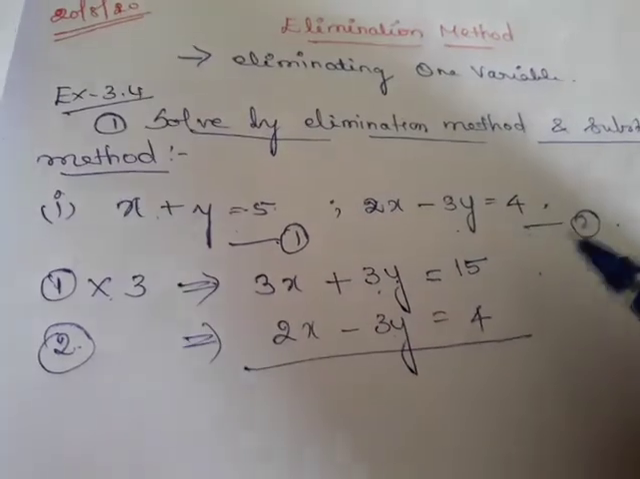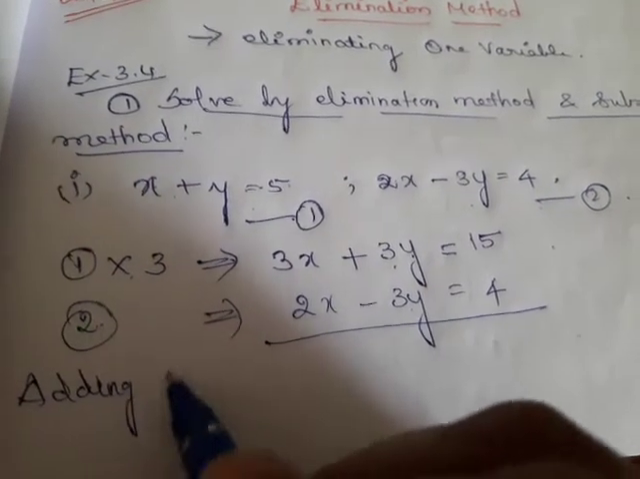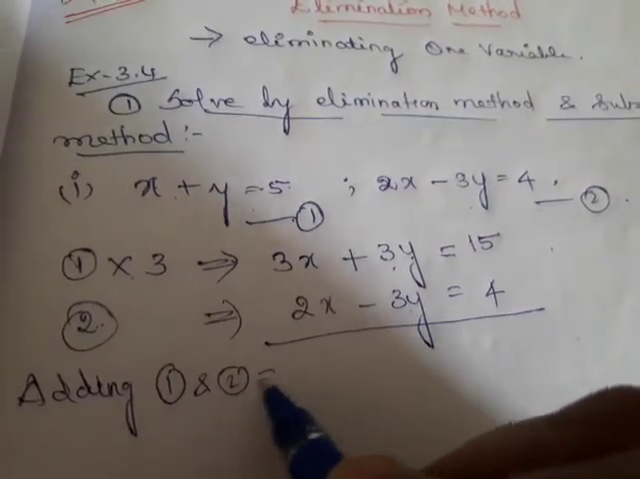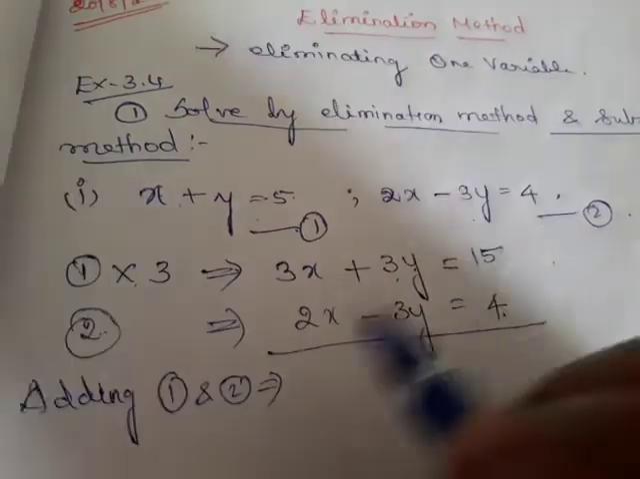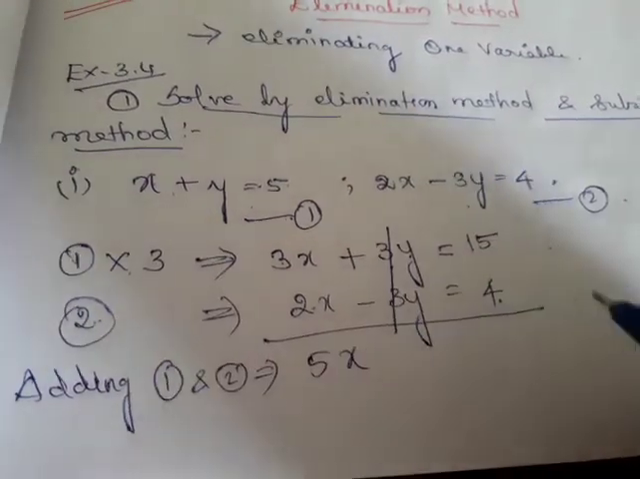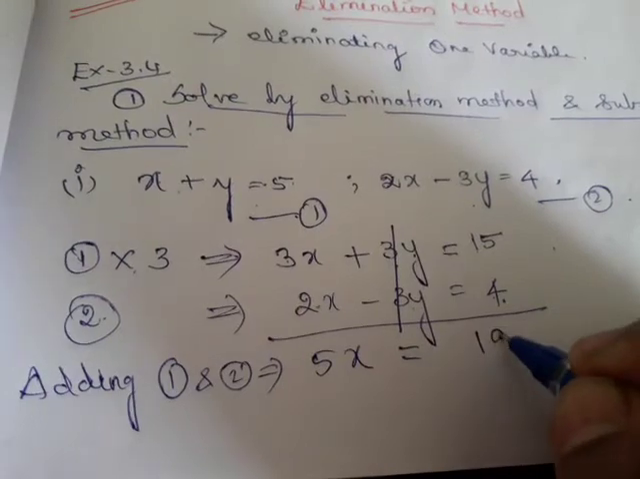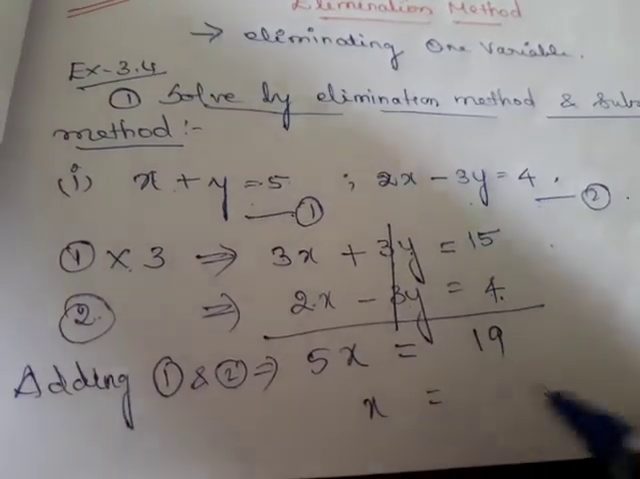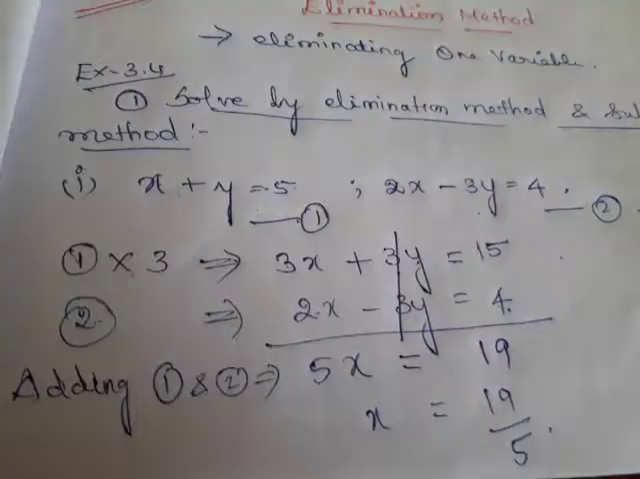So I am going to add. Now here adding 1 and 2. Now I am going to add the first equation and the second equation. What will happen? 3 plus 2 will become 5x, plus 3y minus 3y will get cancelled. 15 plus 4 is 19. So x is equal to 19 by 5, right?